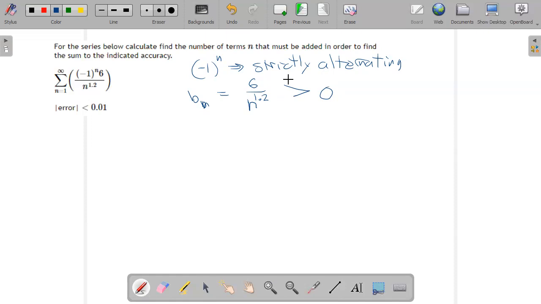So I'm testing the alternating series test, which has 3 conditions you've got to meet. Is it strictly alternating? Aside from the alternating part, are the rest of the sequence positive? And then the next thing is, is the limit 0 without the negative? So as n goes to infinity, what's the limit of 6 over n to the 1.2? And that limit, from our previous experience in math, is 0. So check, check, check. This converges according to the alternating series theorem.